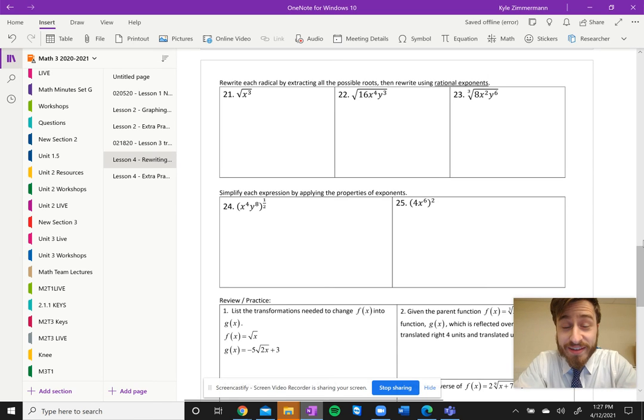Alright, part 3 of the lesson. This is where we're just going to practice and then do a little bit of spiral in order to review some of the general concepts. Let's go ahead and finish this up.